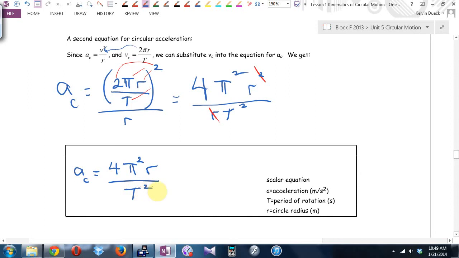Which one's correct? Well, they both are. It is pretty obvious which one you're going to use when. Roy, if they give me the speed, I'll use v squared over r. If they tell me how long it took to go around, I'll use 4 pi squared r over t squared. It's that obvious. They're going to give you the radius no matter what. Also a scalar equation. What's the direction? Towards the center.